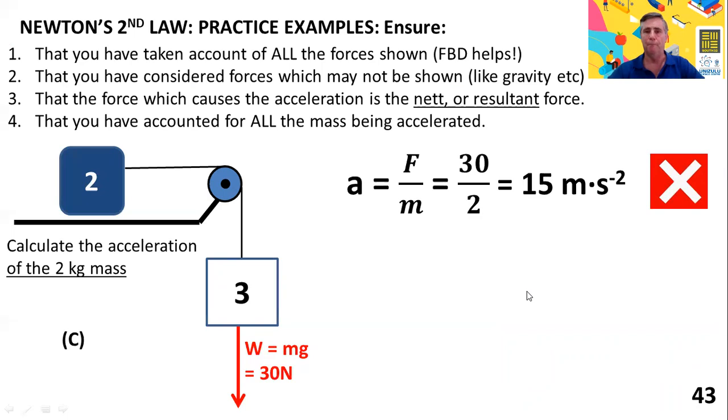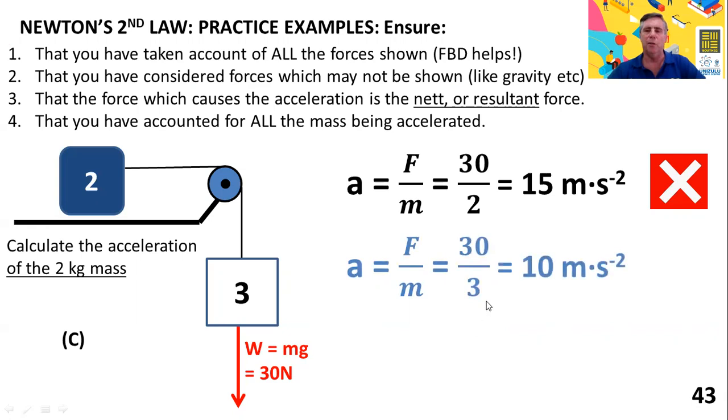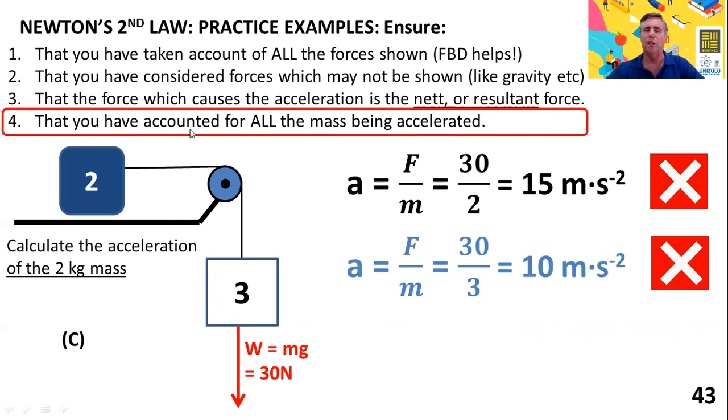No. In this case, maybe you want to try it again and say, actually, it's not pulling on the 2, it's pulling on the 3. So let's divide by 3. We get 10 meters per second squared. Again, no. So what have we neglected? We have taken account of all the forces because only the 3 kilogram is being pulled downwards and there's no friction. But what we haven't done is accounted for all the mass being accelerated.